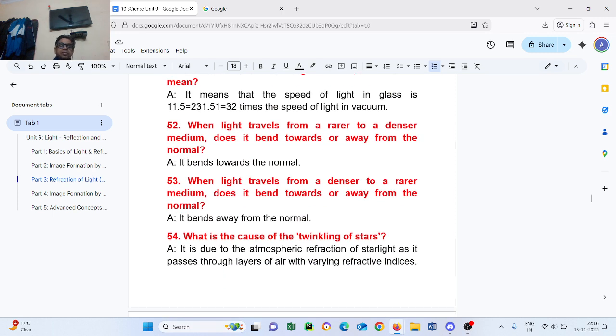Question number 54. What is the cause of twinkling of stars? It is due to atmospheric refraction of starlight as it passes through layers of air with varying refractive index.